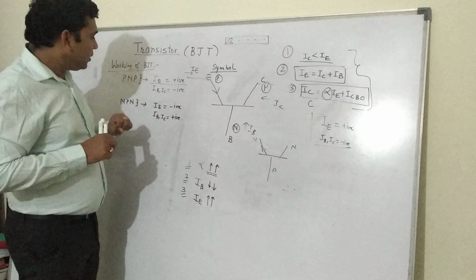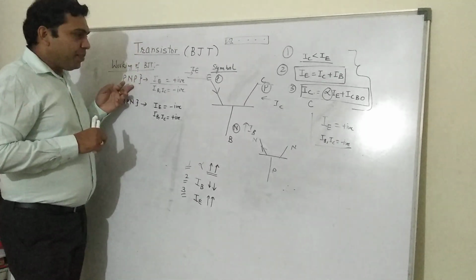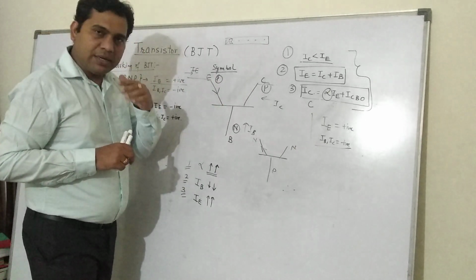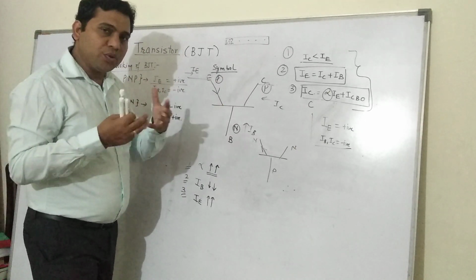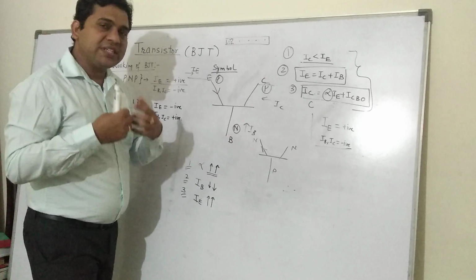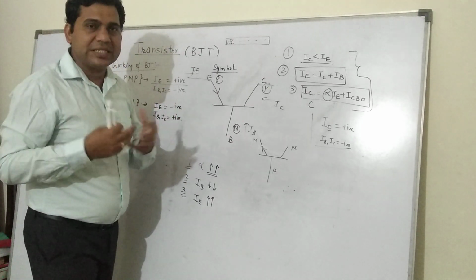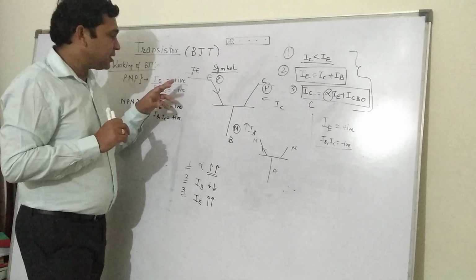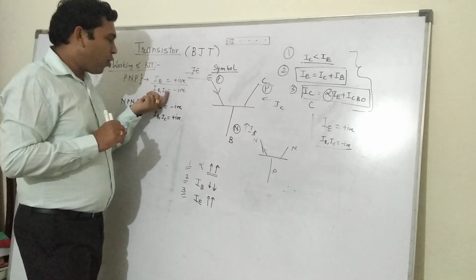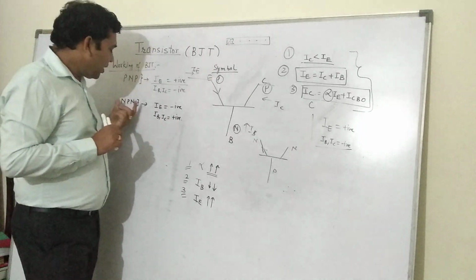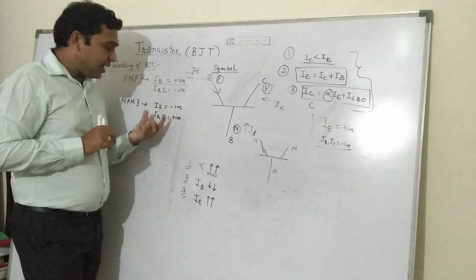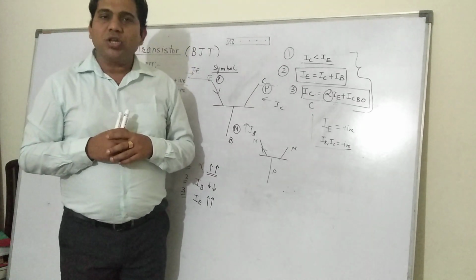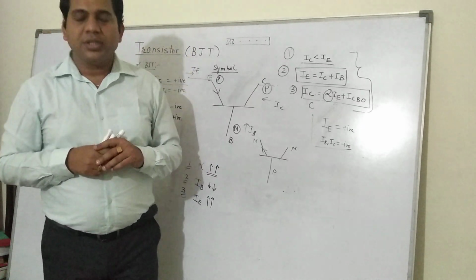And in case of a PNP, the currents which are entering into the transistor we will always take as positive, and the current leaving from the transistor we will take as negative. So in case of a PNP, IE, since entering into the transistor, will be positive. However, IB and IC will be negative. In the case of NPN, IE will be negative, however IB and IC will be positive. Okay, so this was about the bipolar junction transistor. Thank you very much.